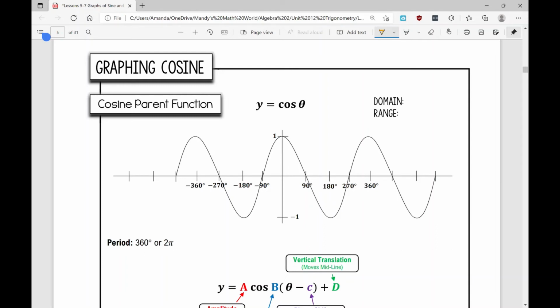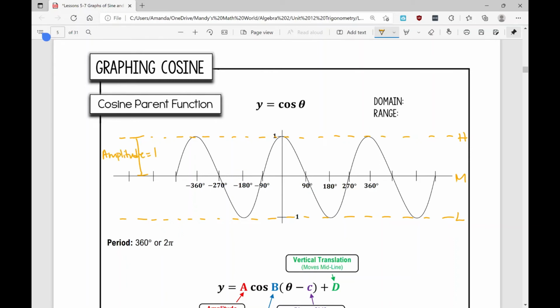Okay, so when we look at these different degree measures, what's the x value at those degree measures? And that's essentially what we're plotting here. So this cosine parent function, you can see that we still have a midline that's the x-axis. We still have a low line that's -1. We still have a high line that's at +1, which means our amplitude right here is still 1. So the amplitude is the same.